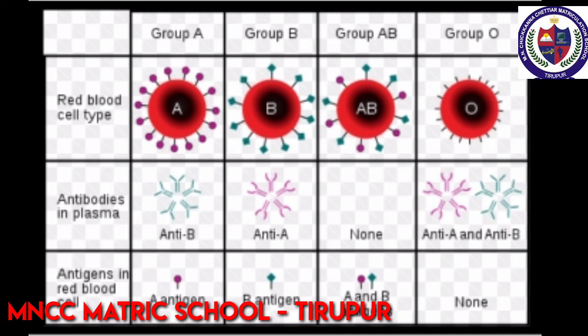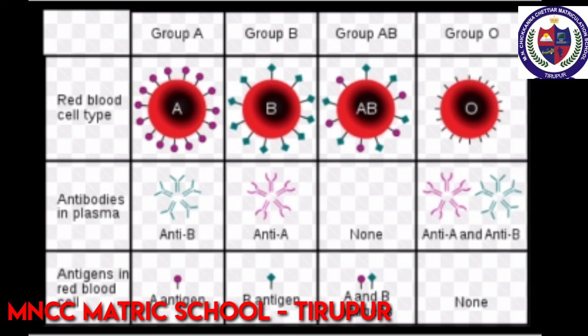A group. Antigen A is present on the surface of RBC. Antibody B is present in the plasma. AB group. Antigens A and B are present on the surface of RBC and antibodies are absent in the plasma. O group. Antigens A and B are absent on the surface of RBC and antibodies A and B are present in the plasma.